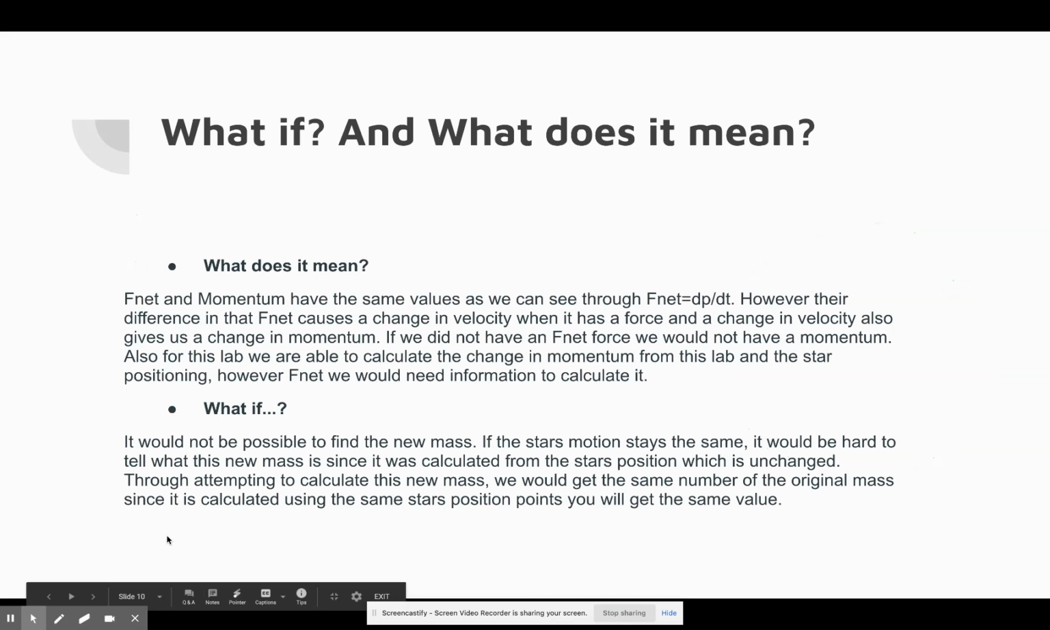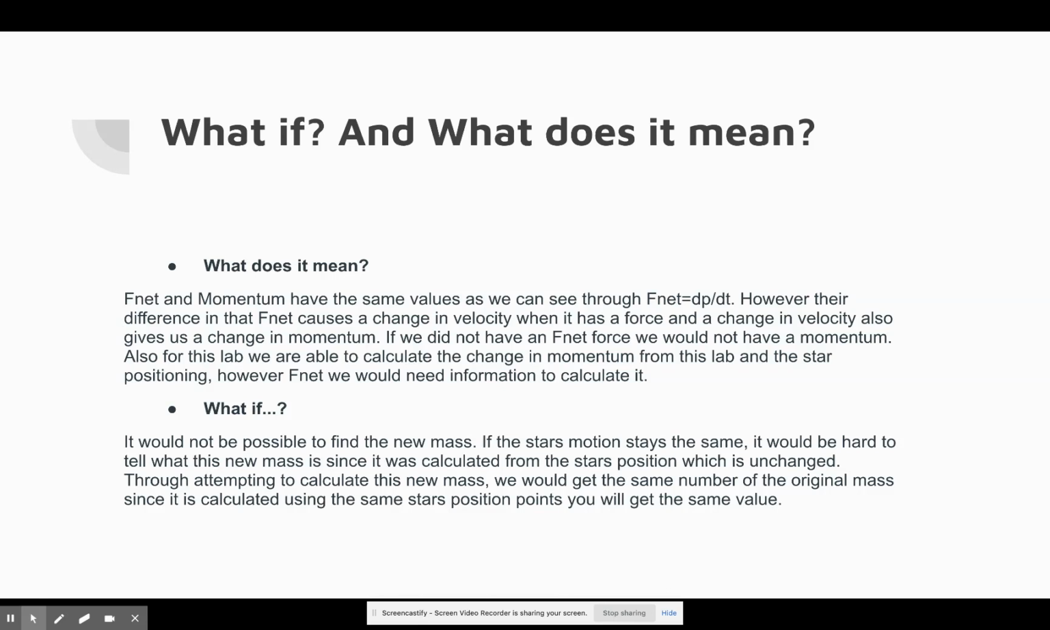So what does it mean? We were asked if F net and momentum are the same values, which they are. However, they also are not. We can see that they're the same through F net equals dP over dt. However, there is a difference because we first calculated our dP over dt to then get our F net.